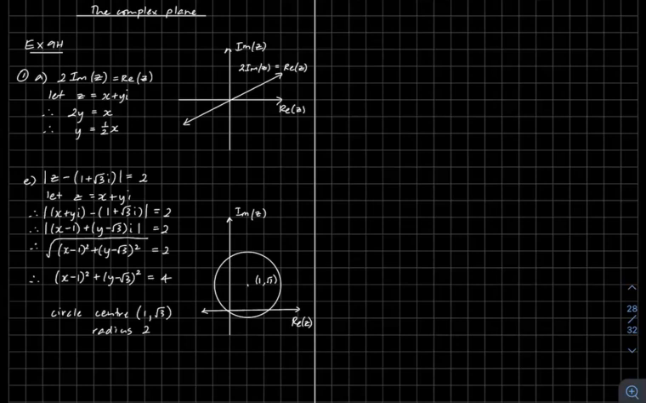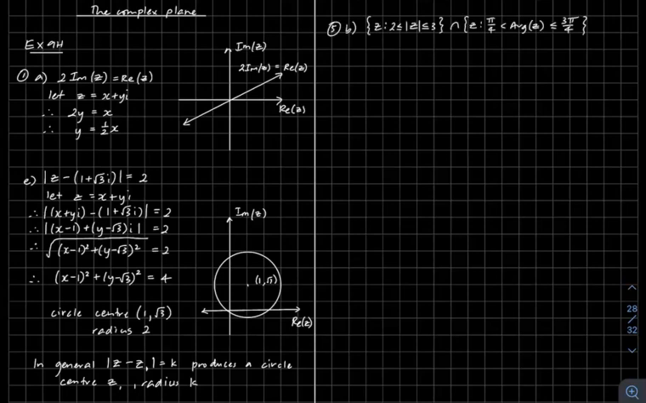Now we can generalize this one and say, in general, when we get something of the form z take away some complex number, which we'll call z1, where in this case z1 was 1 plus root 3i, if we get the modulus of that being equal to k, then that produces a circle with its center at z1 and a radius of k.